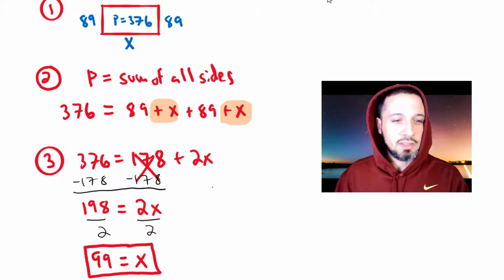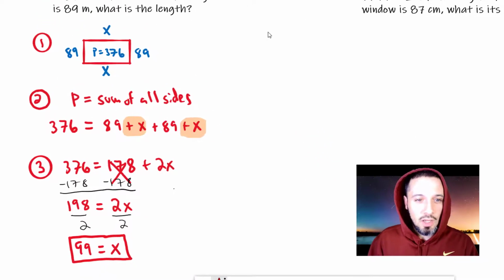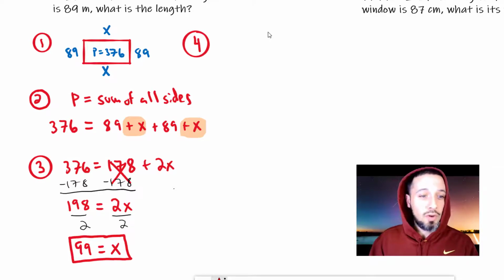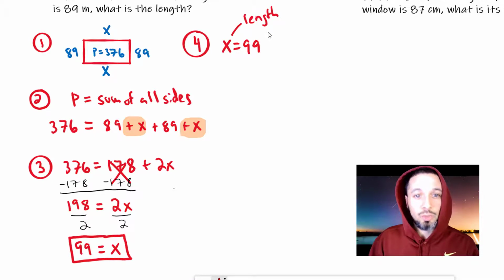So we're saying the length is 99, which leads us to the last step, step number 4, which is a very important step: did I get the answer correct? So for one, did we answer the question? X equals 99, where x, we know, is the length. So this is the length. So we did answer the question. We had the length, which is 99.